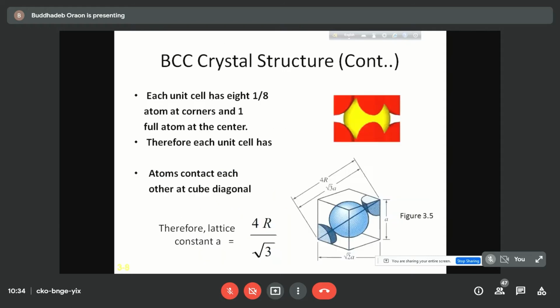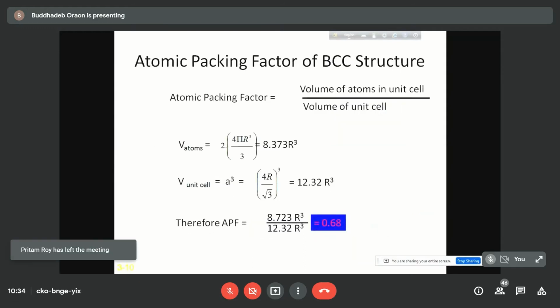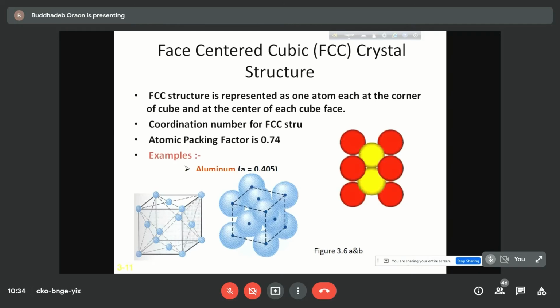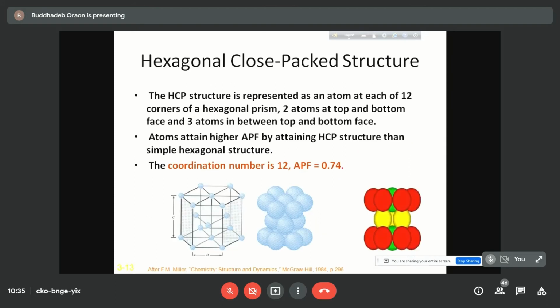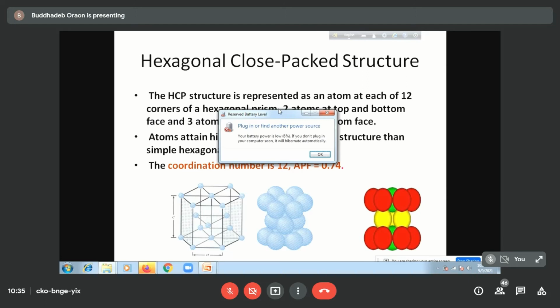Some of the points to be remembered, like what are the materials that have this type of structure. I have not listed them here. So how to perform all these calculations, it is there. You have done this in your chemistry, I know that. Atomic packing factor calculations, what is the value, all these things. Face centered, then you have got the calculations of all this. Then comes the hexagonal close packed structure.